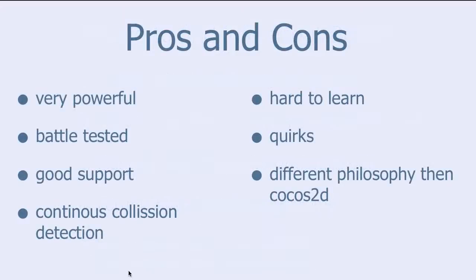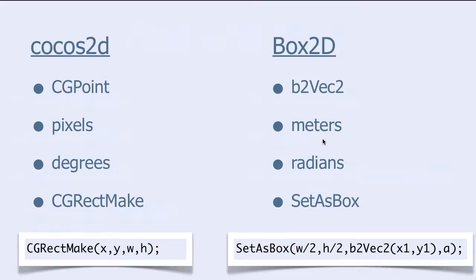Box2d is very powerful and has been around for many years. It has been battle tested and it works. It has many users, which means that there are people that can answer your questions. It has something which I consider very important: a good continuous collision detection. The cons are that it is difficult to learn, and it has many quirks that make the Box2d users scratch their head.